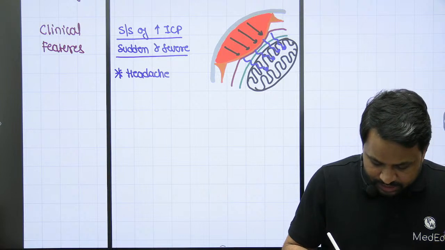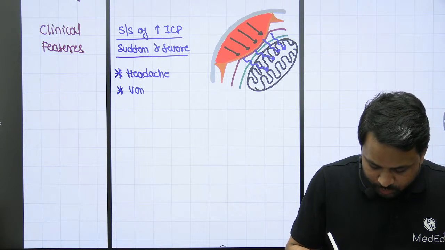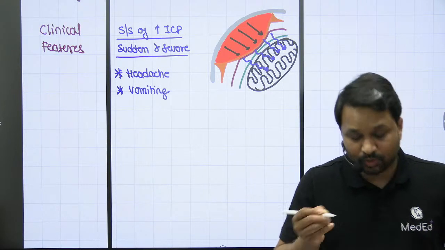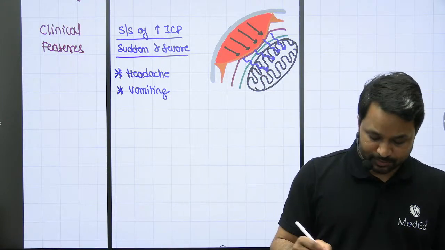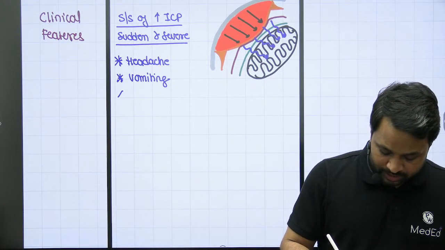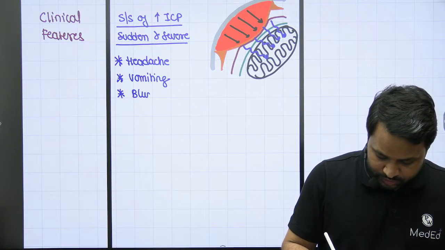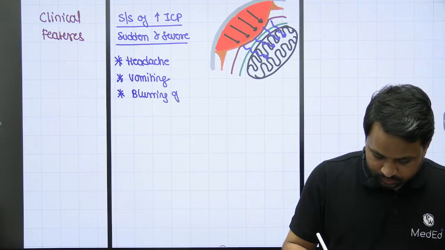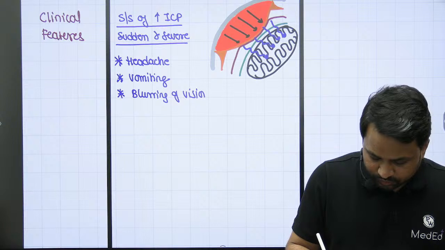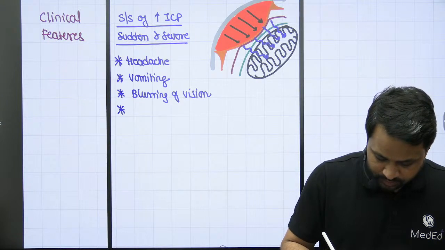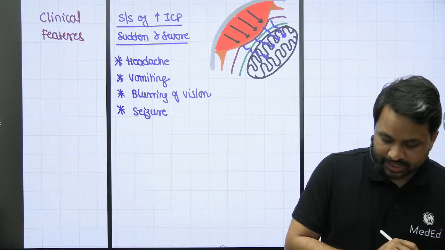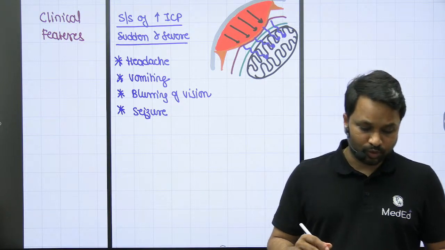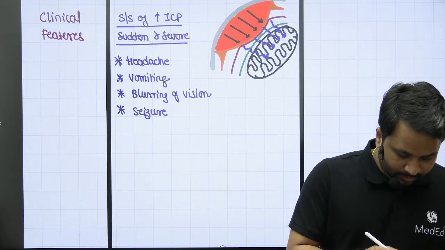Now, head injuries usually present with vomiting, not with nausea, and this is what we call projectile vomiting. It's a classical feature of head injury. So, there's nausea, vomiting. There'll be blurring of vision. There'll be post-traumatic seizure. So, headache, vomiting, blurring of vision, post-traumatic seizure are the common complaints that you will see.